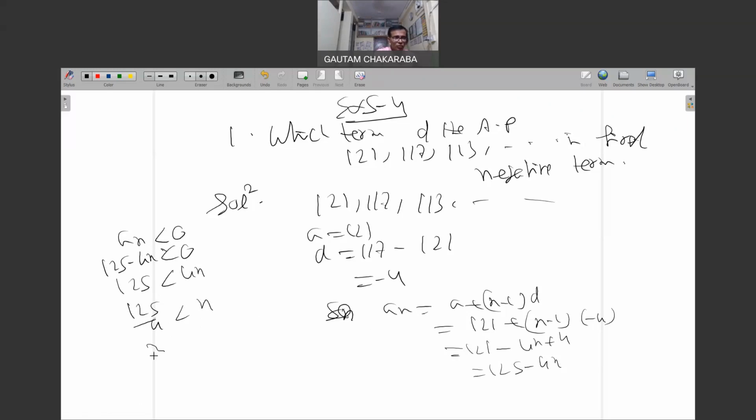That means 4 times 31 is 124, so 125 by 4 is 31.25. n is greater than 31.25, but the number of terms cannot be fractional. So the next integer is 32. Therefore n is equal to 32. After 32, all terms are negative. 32, 33, 34, all are negative terms. So the first negative term is the 32nd. It's a very important question. Understood?